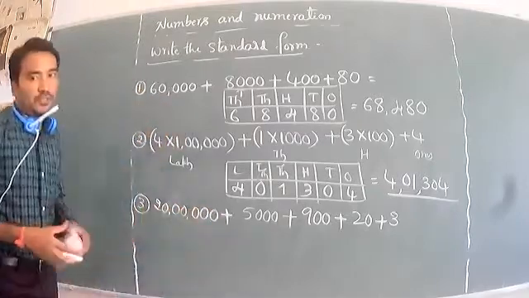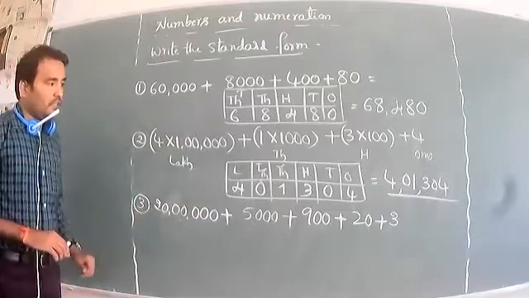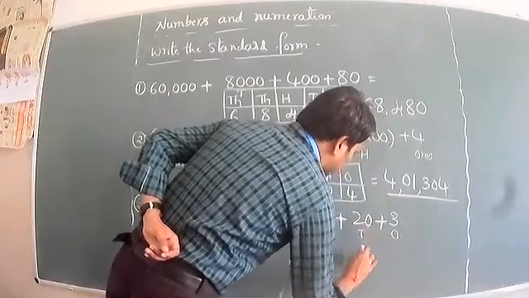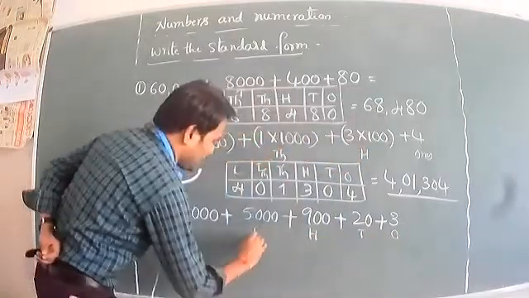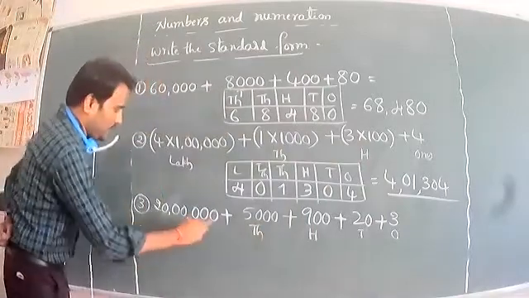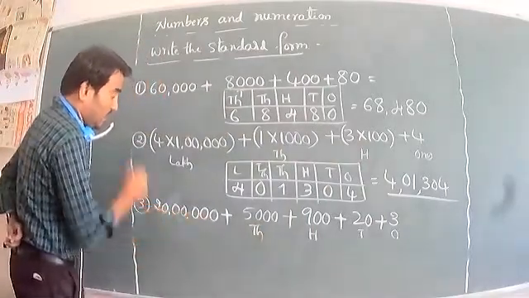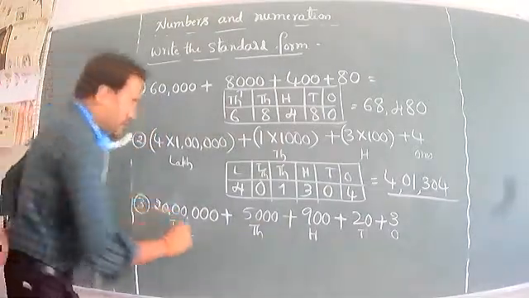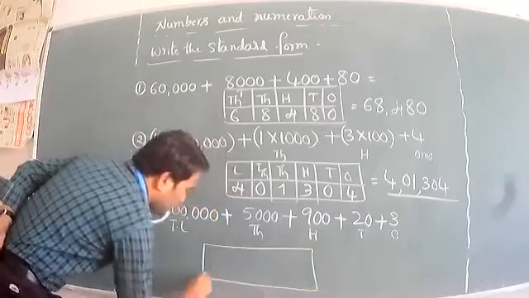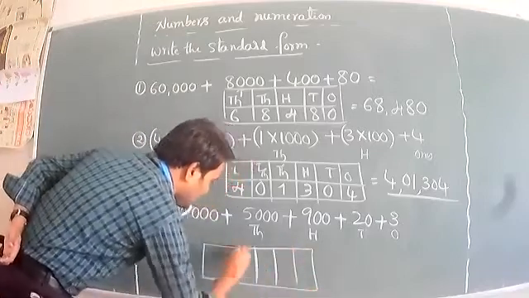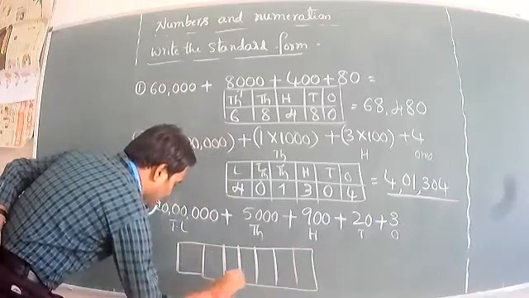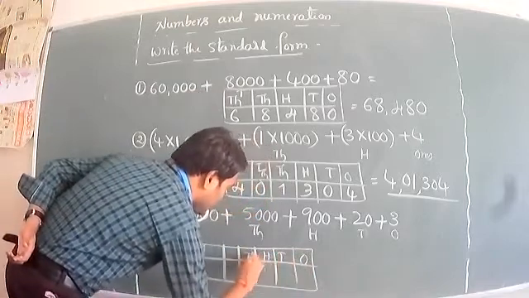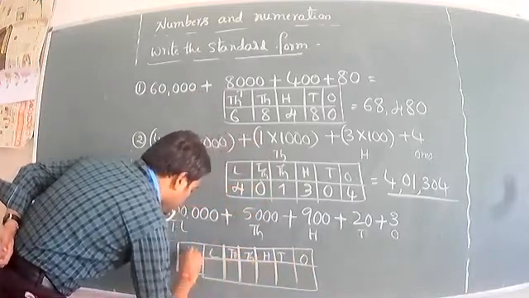Yes, the number is clear now. So what about this number? It is ones, it is tens, it is 100, it is 1,000, 10,000, lakh and 10 lakh. So now first we make the place value chart. Ones, tens, 100, 1,000, 10,000, lakh, 10 lakh.